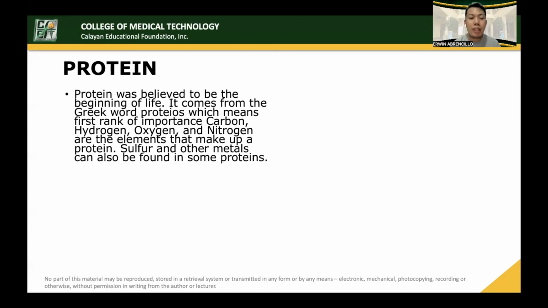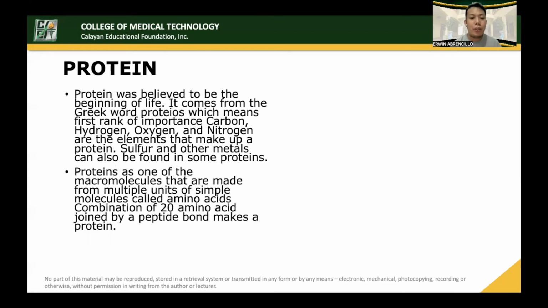Sulfur and other metals can also be found in some proteins, because sulfur and other metals are actually found in some amino acids. So proteins are one of the macromolecules that are made from multiple units of simple molecules called amino acids. So the building blocks of proteins are the amino acids. There are around 20 amino acids, 10 of which are considered essential amino acids, and the other 10 are known as non-essential amino acids.